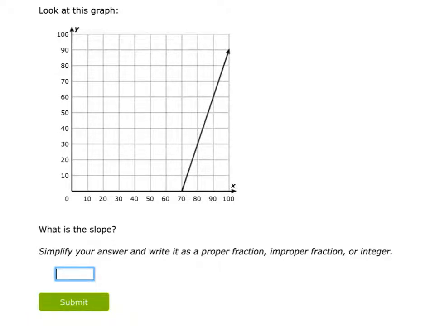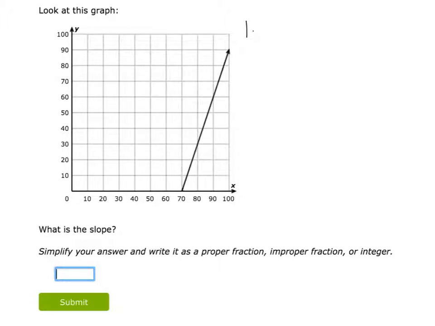Hello, what we're going to be doing is looking at a few graphs today and determine what is the slope. So if you take a look right here, look at the graph. They are giving us a graph and they're asking us what is the slope. In order to find the slope, we need to follow a couple of steps.